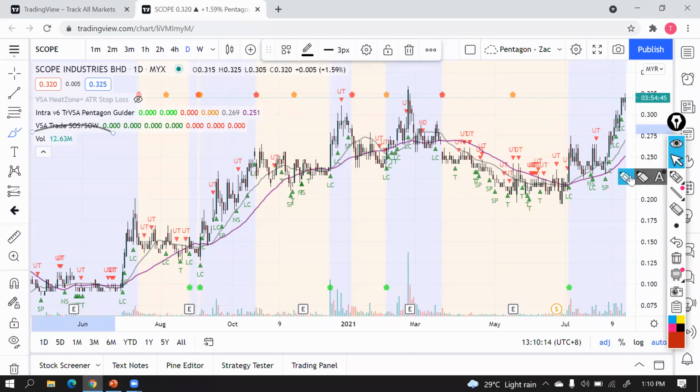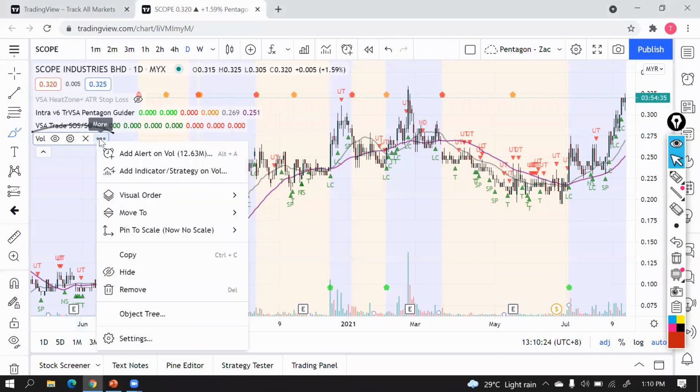Okay, I should use this. Okay, so you go here. Here got volumes, right? So you just point your mouse. Let me erase, sorry. You just point your mouse, go to these three buttons, the settings.